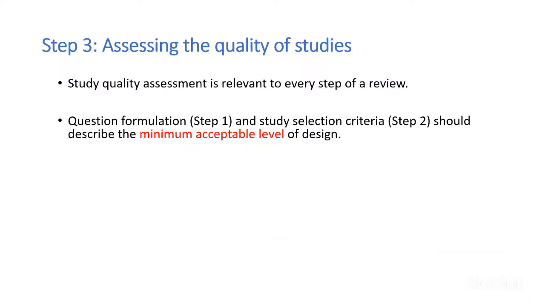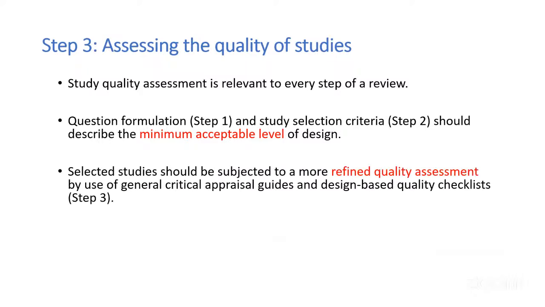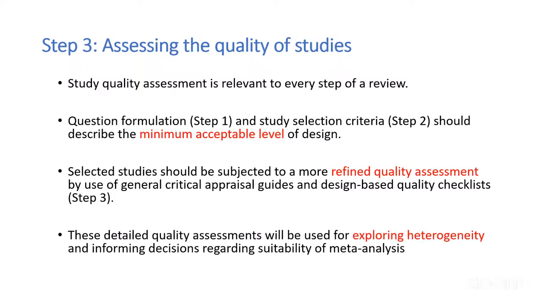If you are formulating the research question, if you are going through the study selection criteria, you have to describe the minimum acceptable level of the design. And once you are selecting the study, the selected study should be subjected to a more defined quality assessment. So how will you go through that, what is the need for that? Suppose you are proceeding with the software RevMan, and after analyzing the data, you feel that the heterogeneity of this study is quite high. That means you have to explore the source of the heterogeneity.